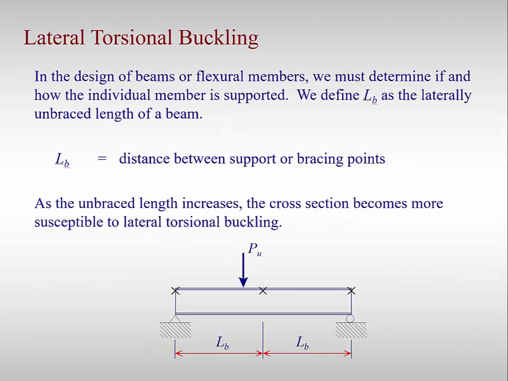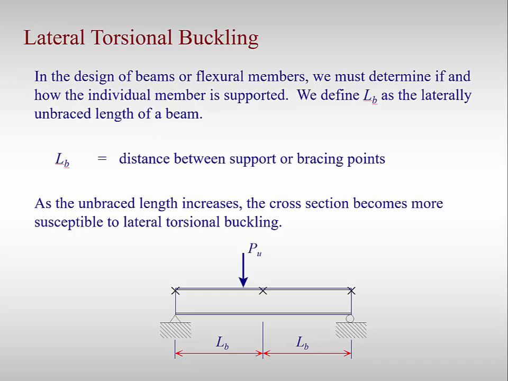In the design of beams, we must determine if and how the individual member is laterally supported. The distance between bracing points is known as the unbraced length, L sub B. The longer the unbraced length, the more susceptible the beam is to lateral torsional buckling. As a minimum, the member will be supported laterally at the ends of the member by the supports. The unbraced length is then the entire length of the beam.